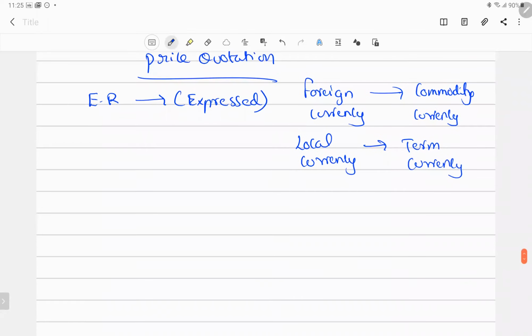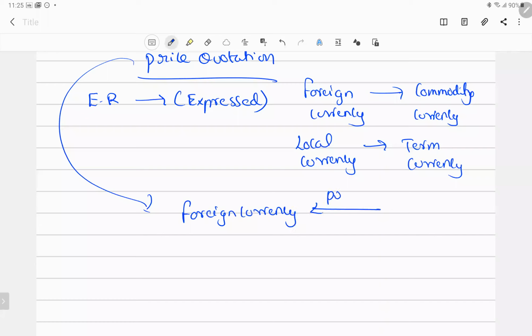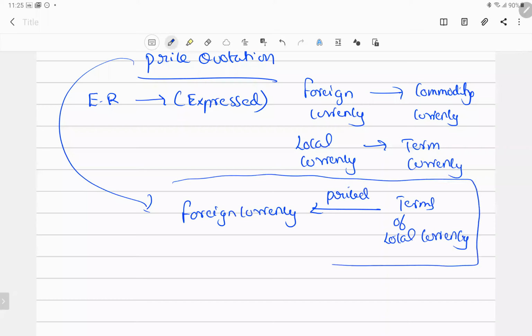So in the price quotation, how have they given it? They have given the foreign currency being priced in terms of local currency. Okay, the foreign currency is being priced in terms of local currency. This is what they have given.